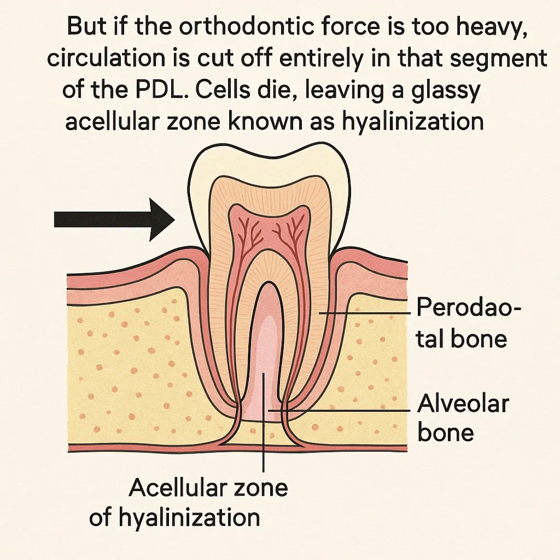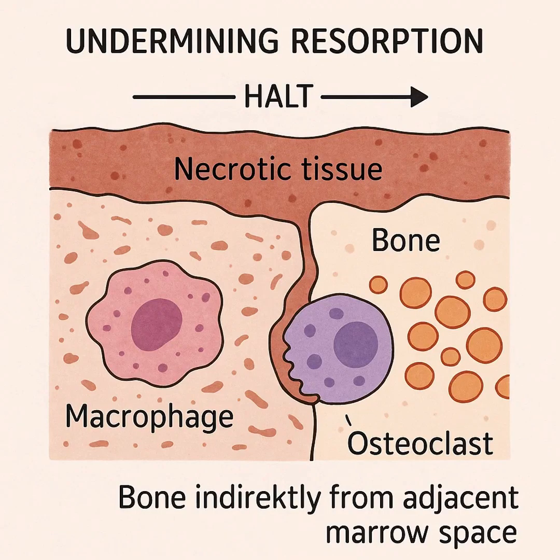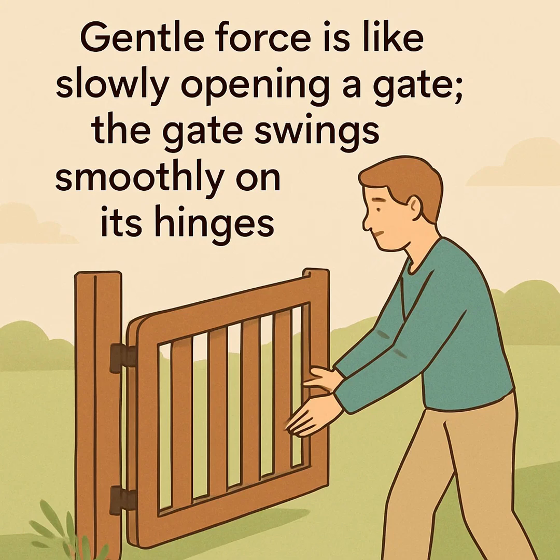But if the force is too heavy, circulation is cut off entirely in that segment of the PDL. Cells die, leaving a glassy acellular zone known as hyalinization. In this case, movement halts until macrophages remove the necrotic tissue and osteoclasts resorb bone indirectly from adjacent marrow spaces. That is undermining resorption. Here's a useful analogy.